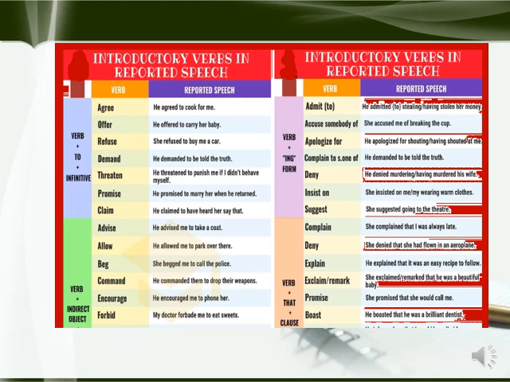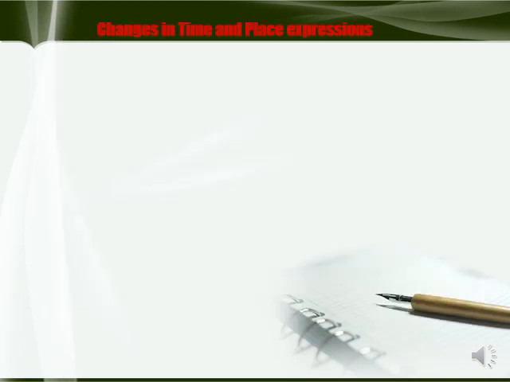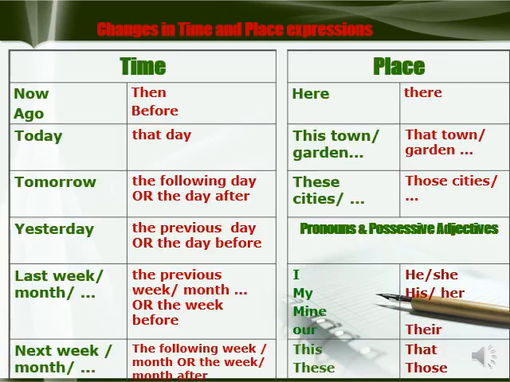Now that you are familiar with the techniques of reporting statements and questions, we will move to survey the changes that affect other parts of speech. We will start with expressions of time, place, and pronouns as summarized by this chart.